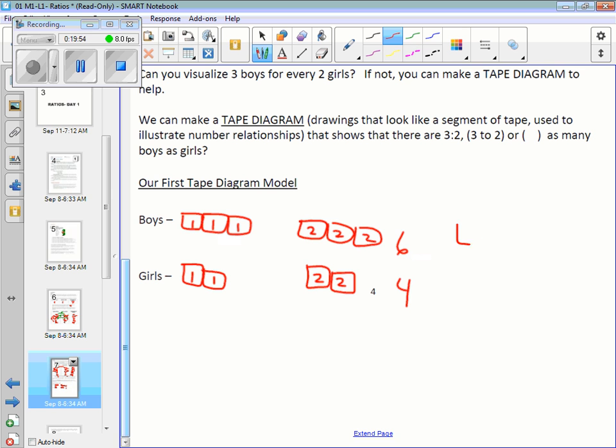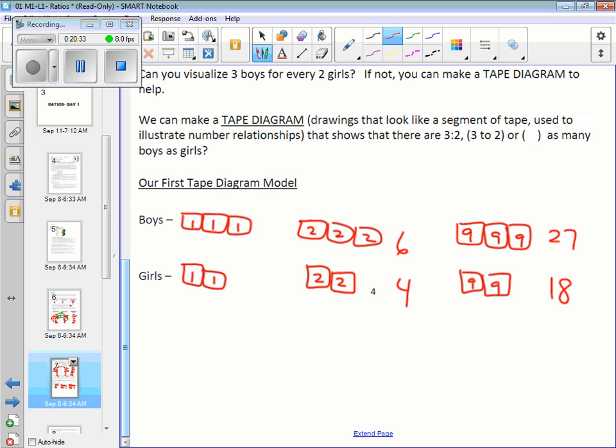Make another tape diagram. Ready? Here comes a hard one. Each box is worth 9. Therefore, how many boys, how many girls? Will, there's 27 boys, 6 girls. You just made an equivalent ratio.